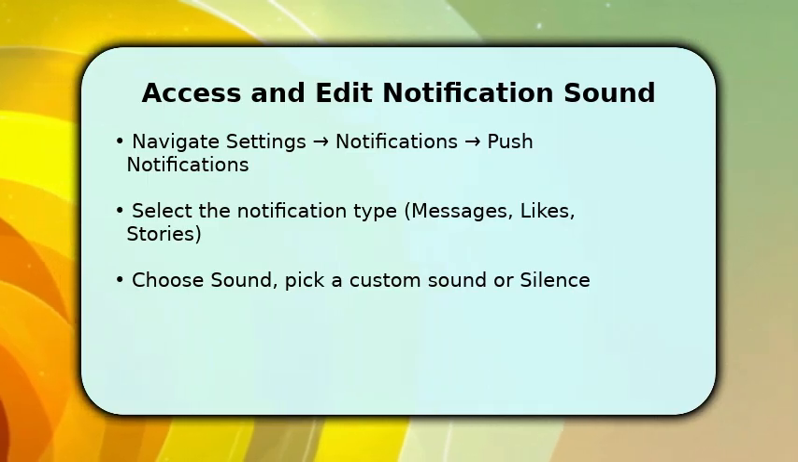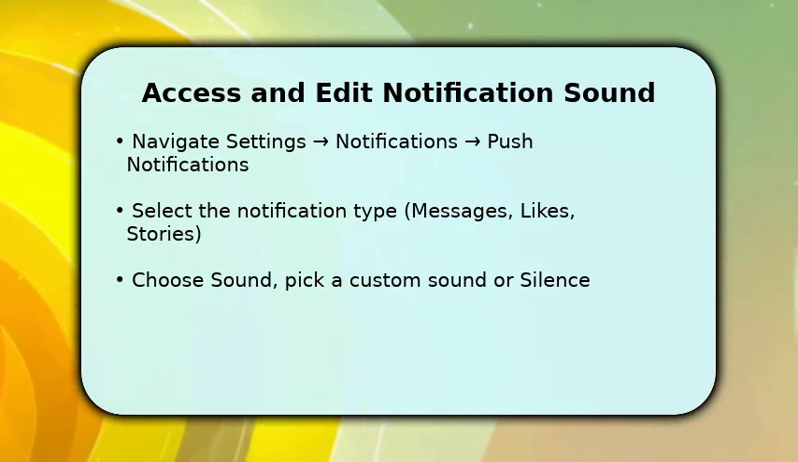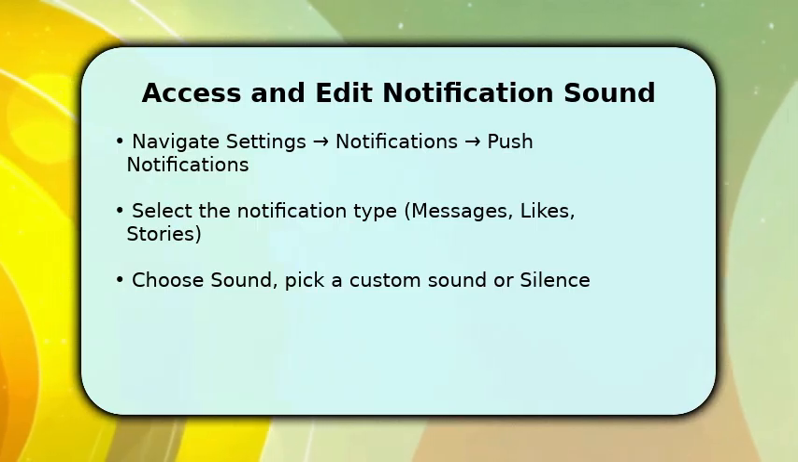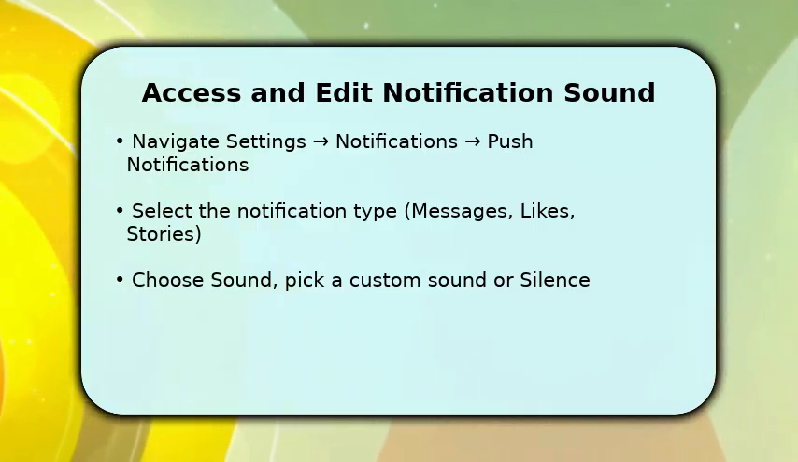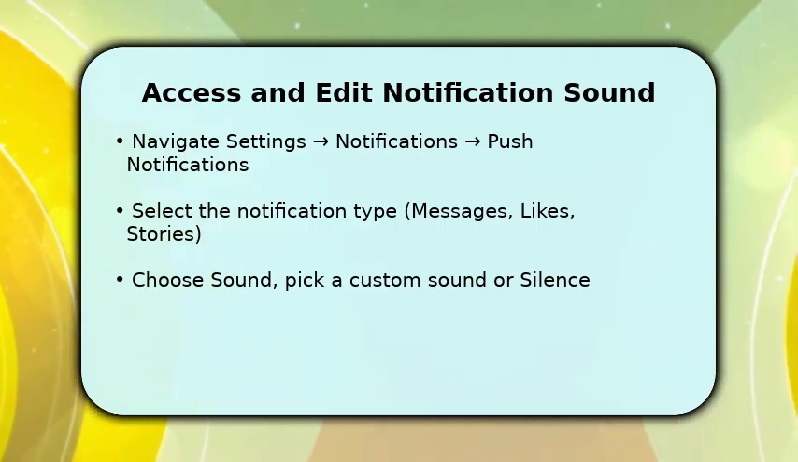Tap Sound for that category. Instagram now lists system sounds plus any custom tones you've added to the device. Select a new tone or silence if you prefer no sound. Make changes one category at a time so you don't overwrite a setting you rely on for other alerts.